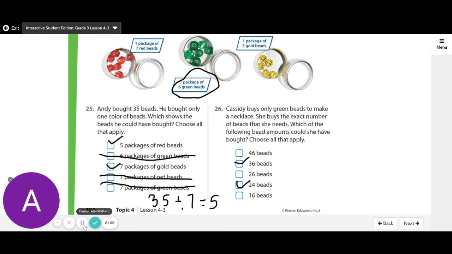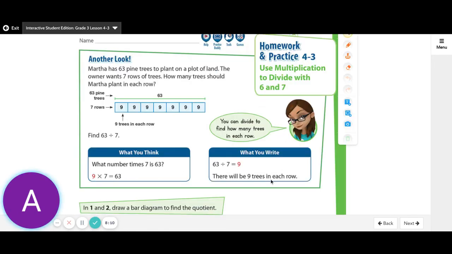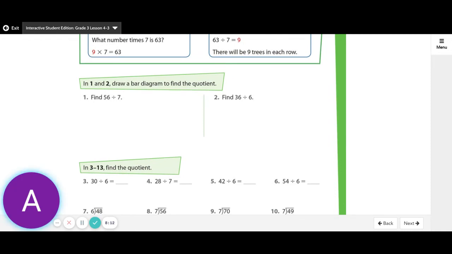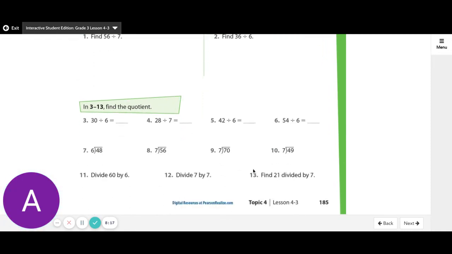Let's look at our homework for today. The top just gives another example. Number 1 and 2, you're going to draw a bar diagram to find the quotient or the answer. At the bottom, you're just finding the quotients. Let's look at the back.